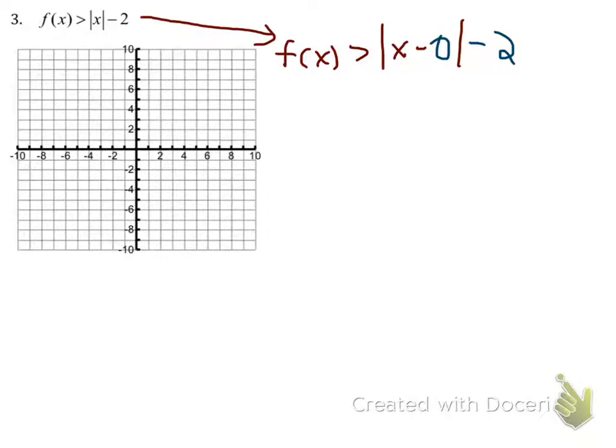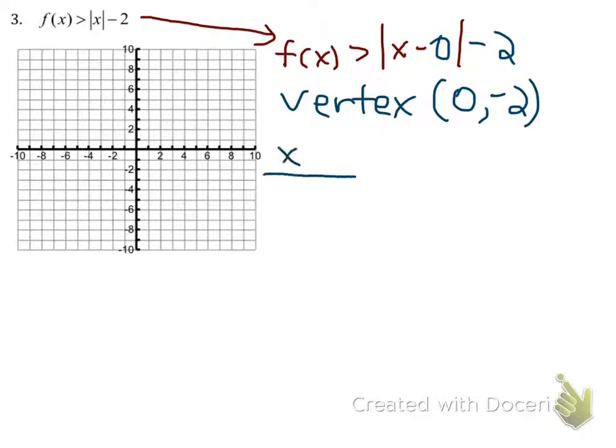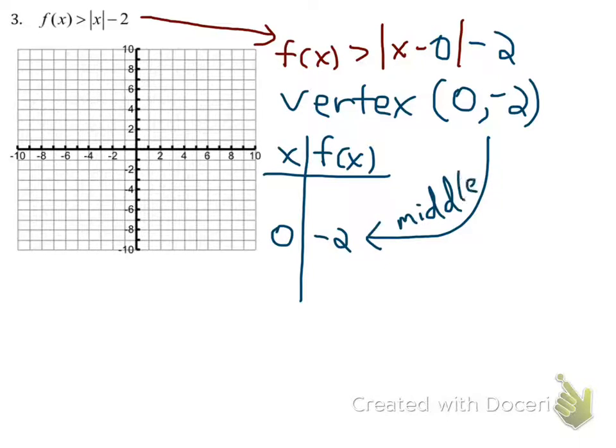f of x is greater than the absolute value of x minus 0, and then minus 2. So our vertex is going to be 0, negative 2, and we're going to start by making a table. I like to put the vertex in the middle because, if we remember, that's where the absolute value graph changes direction. That's also where the axis of symmetry passes through.